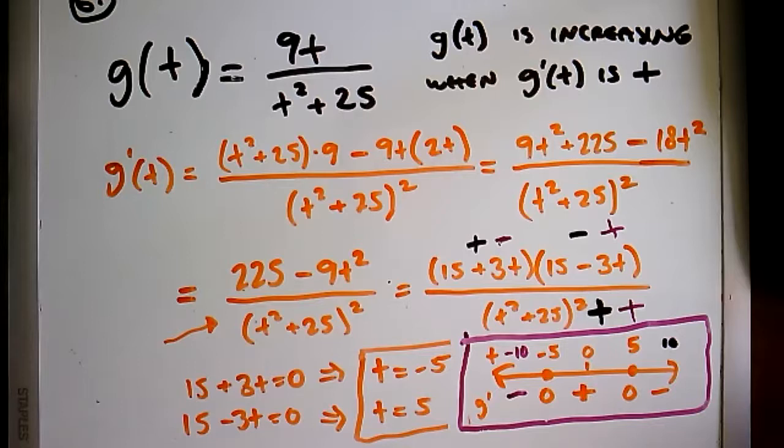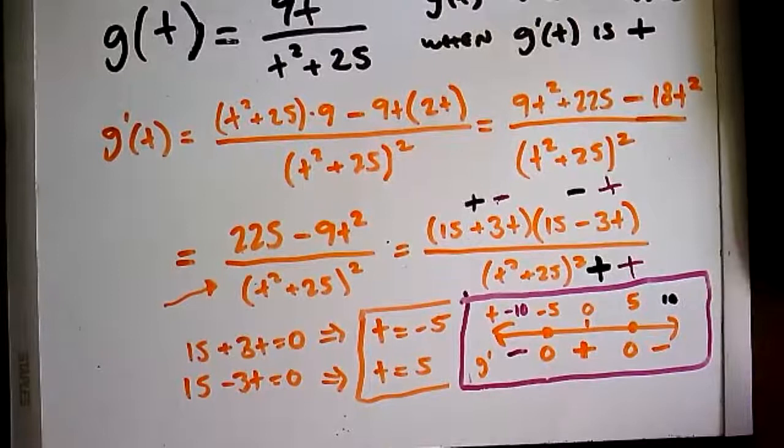Okay, so back to the WebAssign problem. They asked us to find both increasing and decreasing intervals. I am going to go back to the screen share here in a moment, but I want to make sure that we read this correctly. g prime is positive in between -5 and 5, but not including those 2 points. At those 2 points, the function is neither increasing nor decreasing.